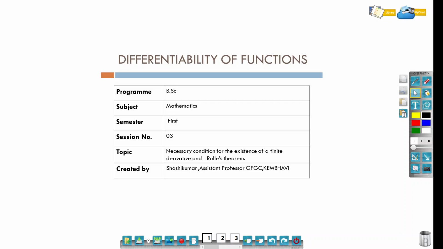So in the last two sessions we discussed differentiability of a function, definitions and problems based on differentiability. Now in the third session, I am going to discuss a necessary condition for the existence of finite derivative and Rolle's theorem. So these two, one is the necessary condition for differentiability, second one Rolle's theorem. So these two concepts I will discuss here.